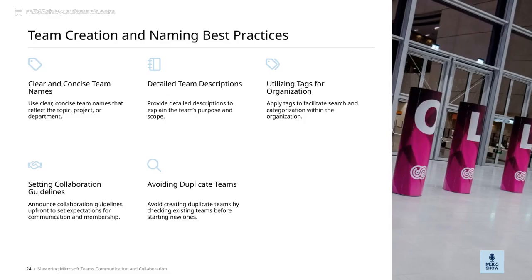When describing a team, be as detailed as possible. Explain the team's purpose and scope clearly so everyone knows what it's about. This avoids misunderstandings and helps new members get up to speed quickly. And finally, choose clear and concise team names. The names should reflect the topic, project, or department they represent, making it obvious at a glance what the team is for. By following these practices, we can make our team's environment more efficient and user-friendly for everyone.